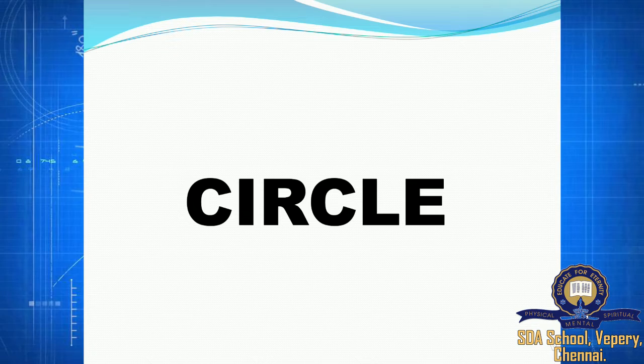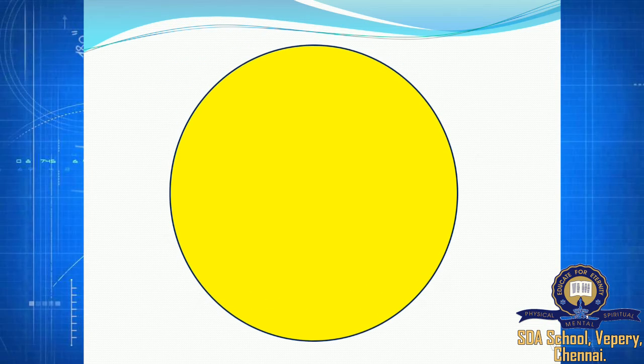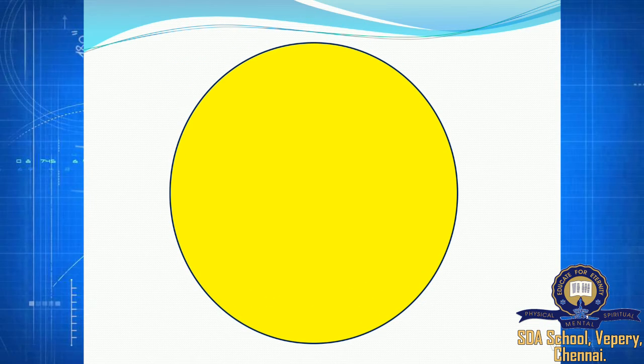Circle. One more time. Shall we try? Yes. Circle. Circle. Now, what is a circle? A round object is a circle.